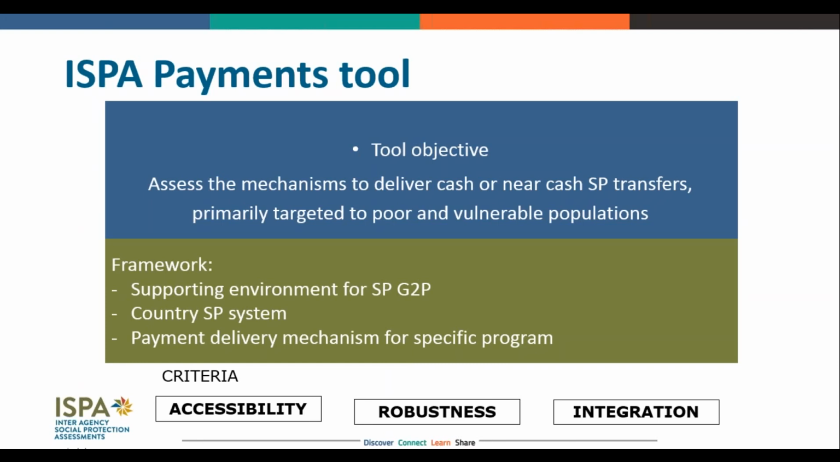So in this category, there are currently two tools. One is the identification tool, and the second one is the payments tool, which is the one we are going to talk about more. So what does an ISPA tool include? The ISPA tool is usually developed by 20 international or sometimes more than 20 international organizations and development partners. It is also developed in very strong partnership with governments.